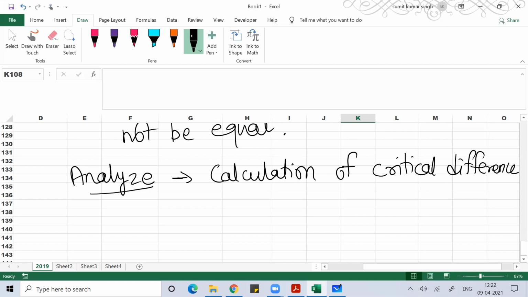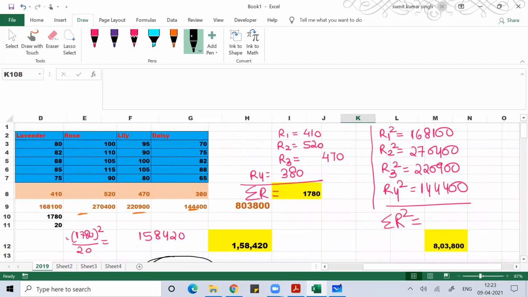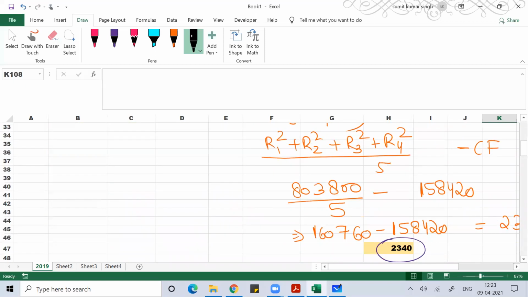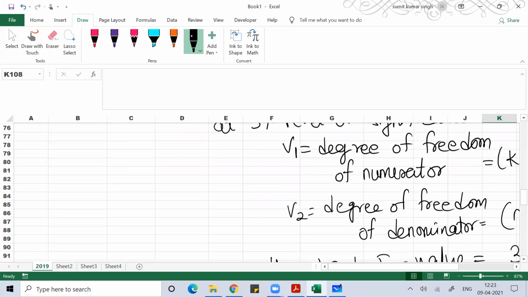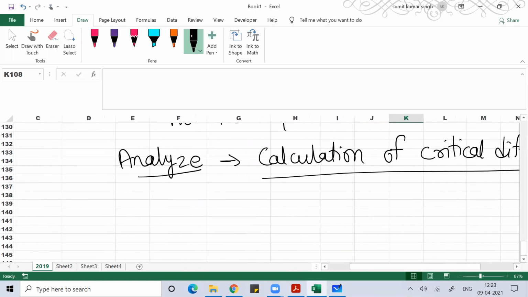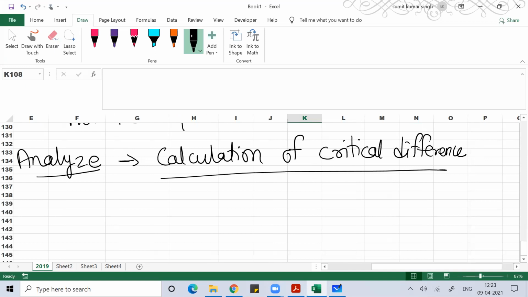So what went wrong? That analysis part we need to do, because we are rejecting the null hypothesis, so we need to tell why. What is the reason for rejecting the null hypothesis? Because we got substantial evidence to disprove it, meaning we have to accept the alternative hypothesis, where we say that they may not be equal. So which part is not equal? That calculation is called the least critical difference calculation.